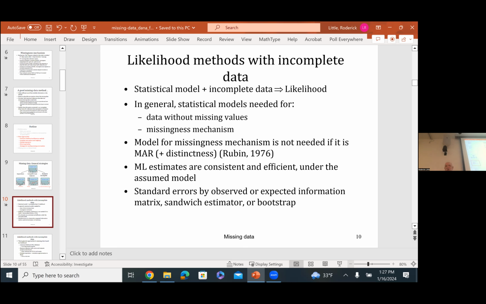So one of the limitations of likelihood inference is that you're assuming that you have the correct model. You can also get standard errors from the observed or expected information matrix, sandwich estimator, or bootstrap, or a variety of ways of getting standard errors.